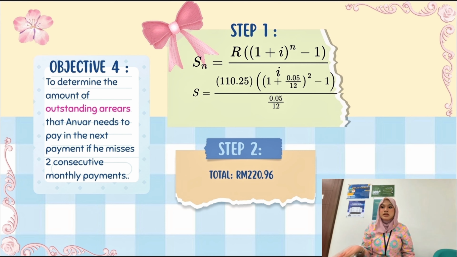Since he missed 2 payments, our number of periods n is equal to 2. We use the same monthly payment R equal to RM 110.25 and the same monthly interest rate i equal to 0.05 per 12. We plug these numbers into the future value formula, compounding the missed payments with interest for 2 months. We get the final result in step 2. So the total outstanding arrears that Anwar must pay in his next installment is RM 220.96.